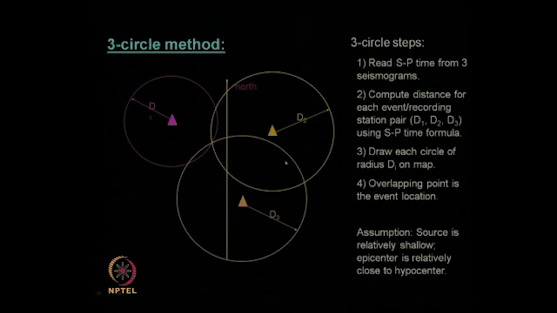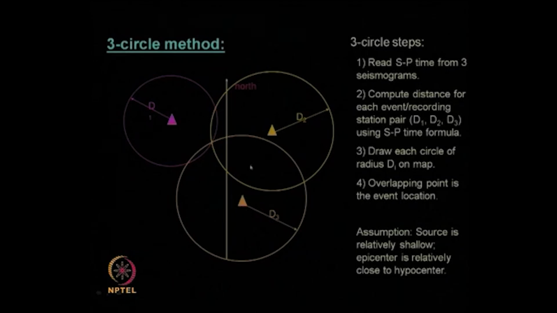Similarly, for station 2, you have already calculated that the epicenter is located at a distance of d2. So, draw a circle of radius d2 from seismograph station point number 2. The epicenter is located at a distance d2, but again we do not know in which direction. That is the reason we have drawn the circle. Similarly, for seismograph station number 3, we have calculated the distance d3, but we do not know where it is occurring. So, we have drawn a circle with a radius of distance d3.